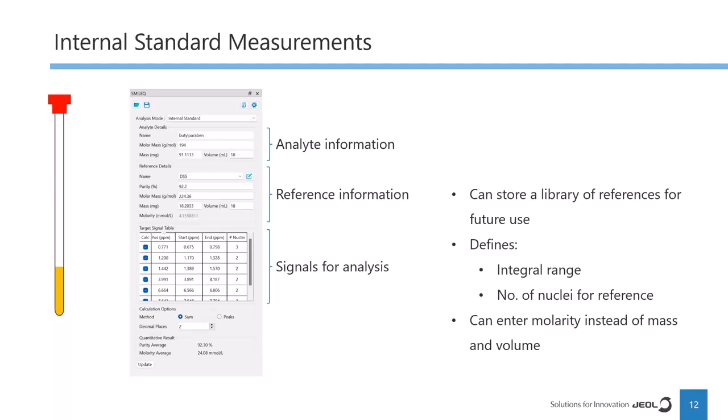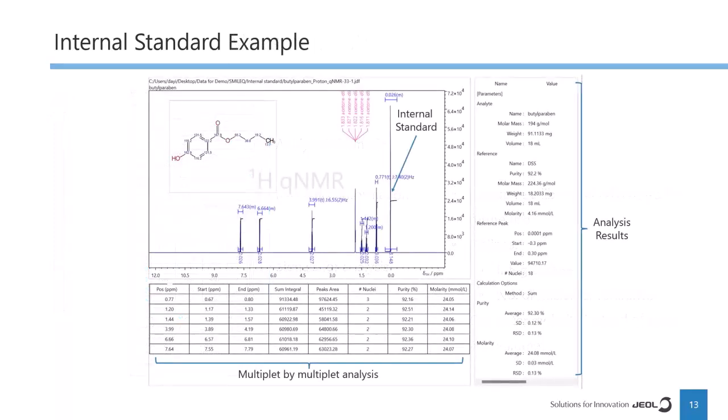What do the results look like? This is what we have for the results. So this is a typical report that we would get from SMILEQ. So we have our NMR spectrum. You can see that integrals and multiplets have been analysed on this spectrum. We have our internal standard. So this is a sample of butyl paraben with DSS as our internal standard. So we have an integral set for that.